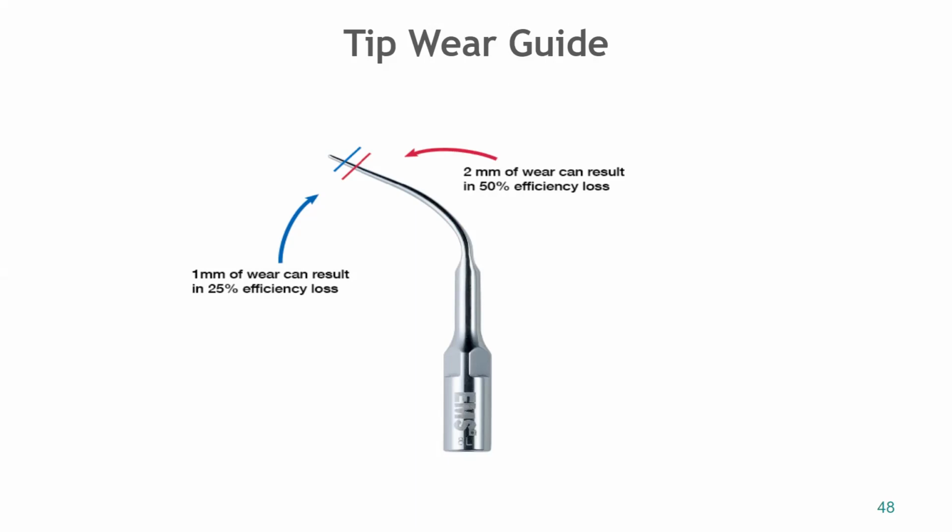So this is just showing the piezo tip, where 1 millimeter of wear is 25% less efficiency, and the tip just wears down as you use it. It's not that you're not taking care of it. It just, as you use it, the tip wears down. Same thing as when you're sharpening your instruments, the tips get a little thinner. Okay.